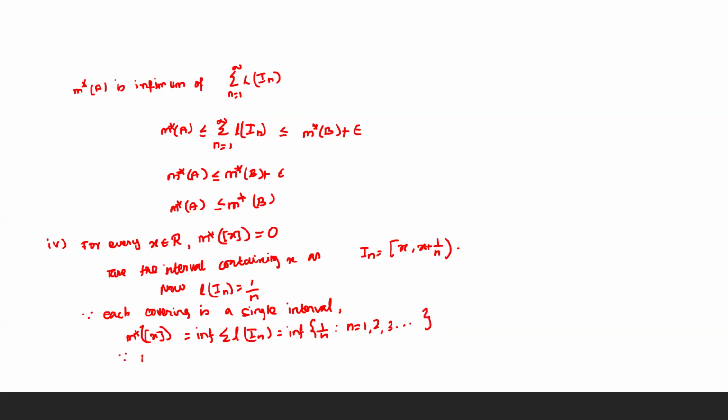Since the infimum of 1 by n, where n takes the values 1, 2, 3, etc., is 0, the infimum of this sequence is 0. So here this infimum becomes 0. So the outer measure of the singleton set becomes 0.